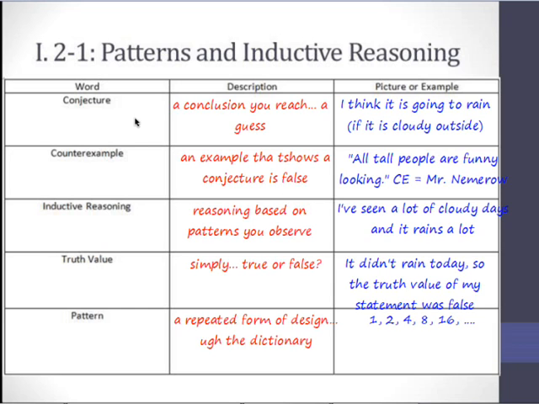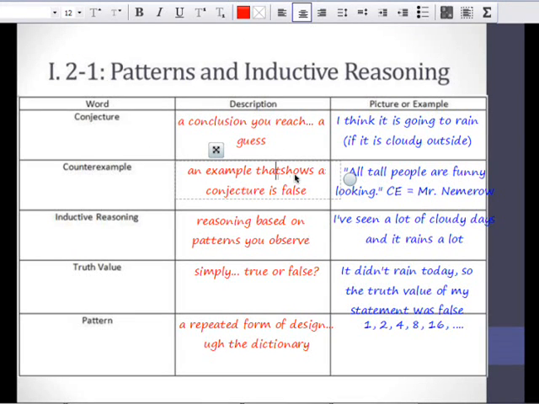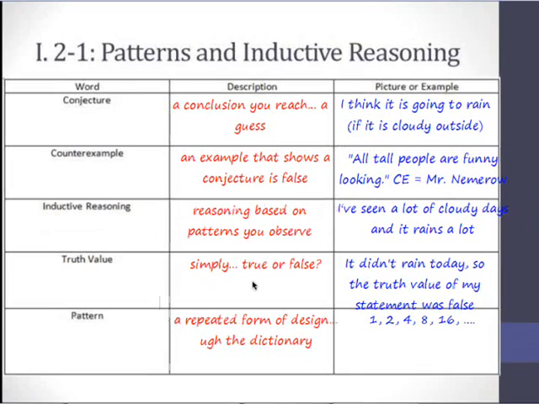So a conjecture is a conclusion you reach. It's a guess. For example, I think it's going to rain today. If it's cloudy outside, I might say that. A counterexample is an example that shows a conjecture is false.